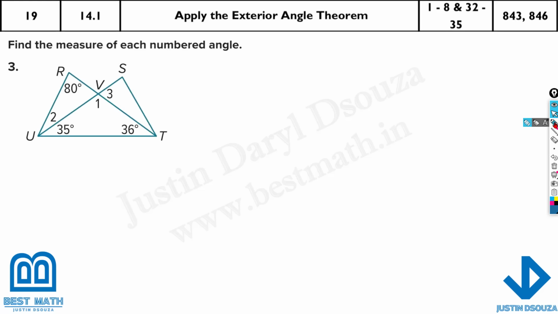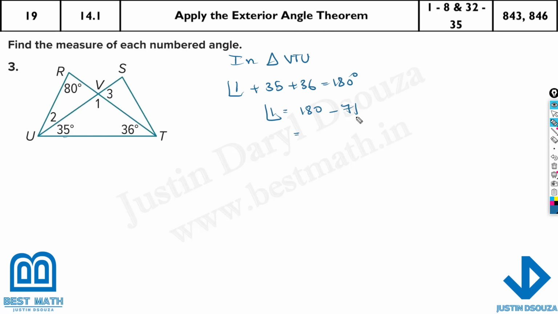And how do we solve this one? Again, let's look at which triangle has the most information. See, VUT or VTU. This triangle has 35, 36, and 1. So I'll just focus on this one. In triangle VTU, we have measure of angle 1 plus 35 plus 36 equal to 180 degrees, isn't it? So measure of angle 1 can be found by 180 minus 35 plus 36, which is 71. So it will be 109 degrees.